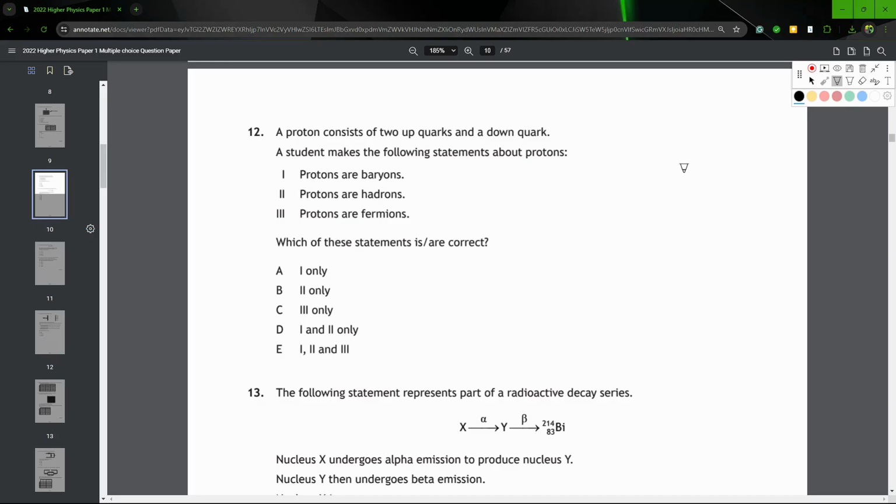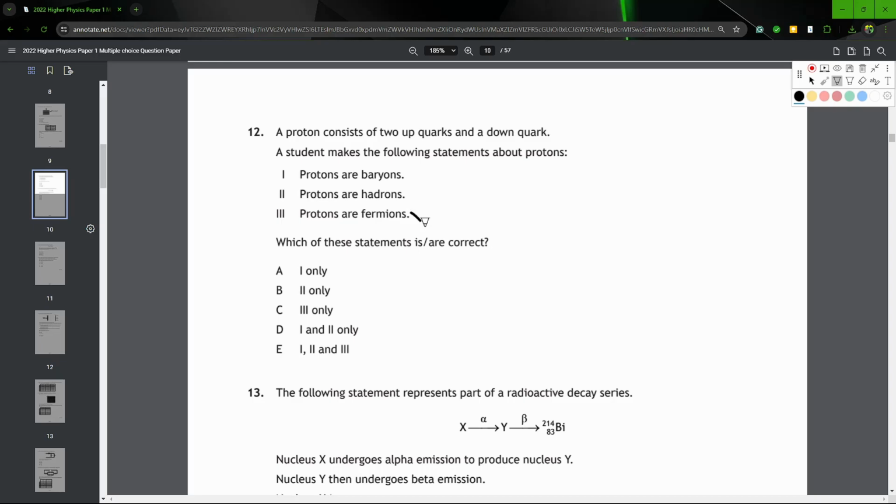Hey folks, this is Mash from the future, because past Mash completely flipped up this question. I don't know how I got this that badly. But yeah, this is question 12. A proton consists of 2 up quarks and a down quark. A student makes the following statements about protons: they are baryons, hadrons, or fermions. Which of these statements is/are correct?